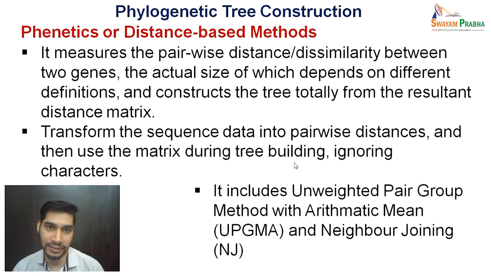ignoring the characters. So it does not directly use the characters, but based on the molecular sequences or the multiple sequence alignments, it creates a matrix based on the pairwise distances and then uses that matrix to construct the trees. The two methods broadly used under this are called UPGMA, that is unweighted pair group method with arithmetic mean, and NJ method, that is also called neighbor joining.